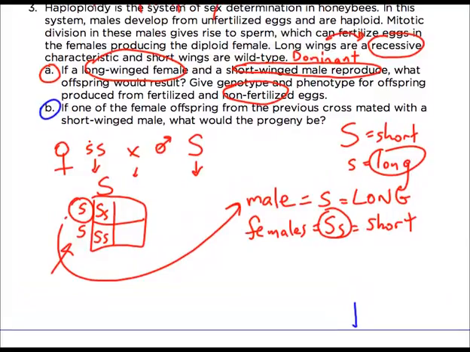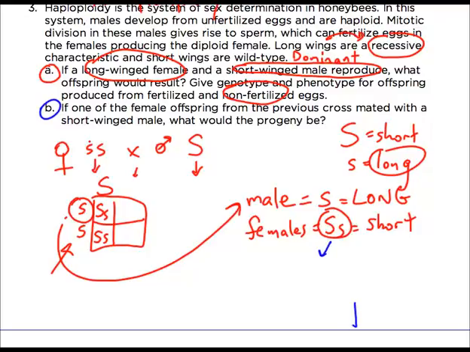And because I think we can use some of the information we already have. So if one of the female offspring from the previous cross, note sometimes they do this, it's a little bit annoying. My point being, if you got part A wrong, then you're going to probably get part B wrong as well, because they're not specifying it. They're saying from the last cross. So if you did it wrong in the last cross, you're going to do it wrong in this cross.